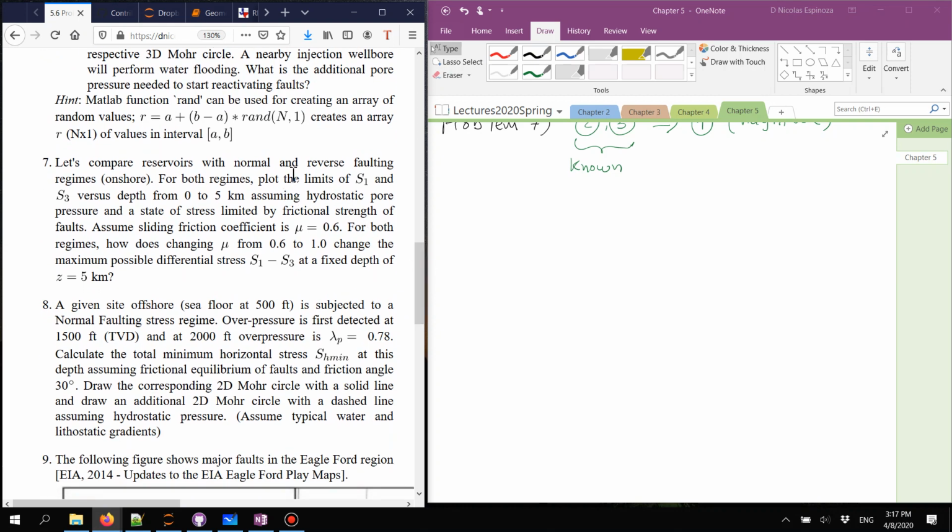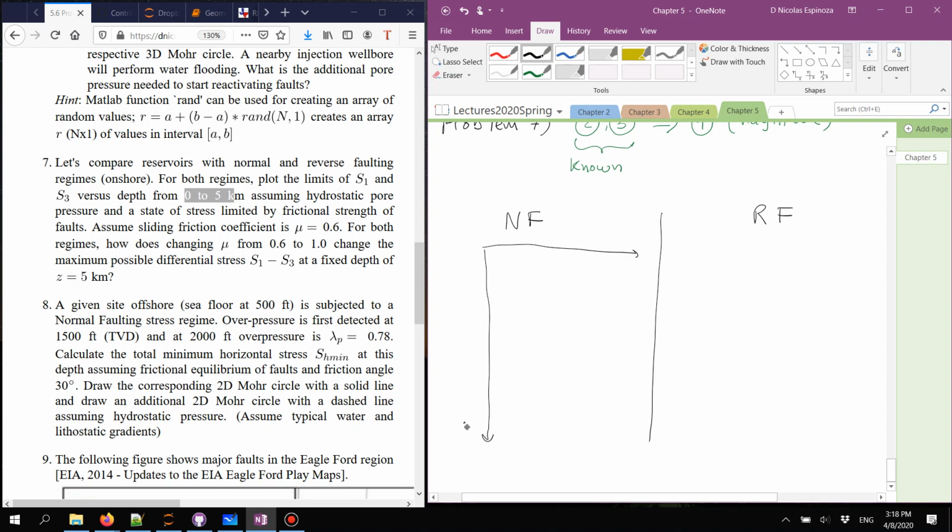Here we're going to have two cases. One is going to be normal faulting, and another one is going to be reverse faulting. And for those two, in the range from 0 to 5 kilometers and assuming hydrostatic pore pressure, I'd like you to tell me what is the minimum possible stress for normal faulting or the maximum horizontal stress for reverse faulting for two friction angles. So let me just do a schematic of what the solution is going to look like.